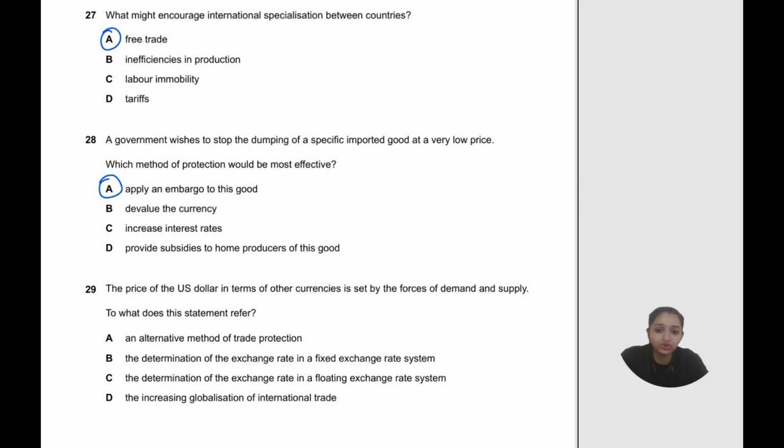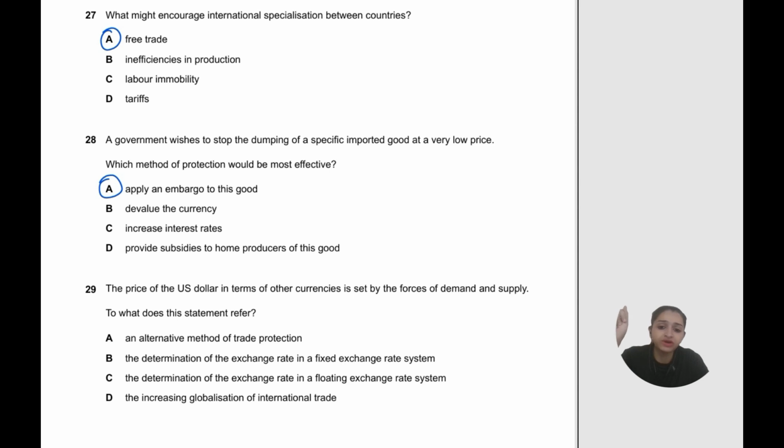Increase in the interest rates. So increase in interest rates means that the overall aggregate demand in the economy will go down. Why? Because most of the people will prefer saving their money than consuming. So this is not the most effective way of dealing with dumping again.